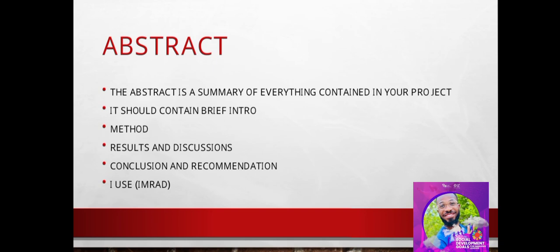Now, the next thing is the abstract. I put the abstract last, but usually the abstract appears first before anything else in the work. The abstract is like the summary of everything contained in your project. Everything in your project has to be in your abstract. Most times you do 300 words, so you have to compress it. You have to give us a brief introduction, state your aim, the method, results and discussion, then conclusion and recommendation. I use this keyword, IMRAD, knowing that I have to give just a small introduction, then the aim. Most times, you just start with the aim.